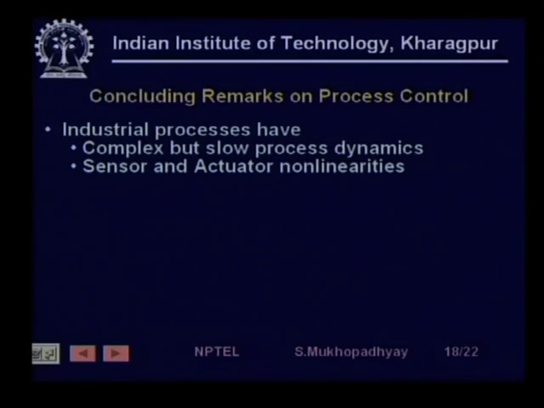So, that brings us to the end of the process control module. From the next lesson we will enter a different module of sequence control. So, what did we learn in this module? Just some concluding remarks: industrial processes sometimes have very complex dynamics. They have phase lag, they have non-linearity, gains will change, and that creates complexity, but at the same time the process dynamics is slow.